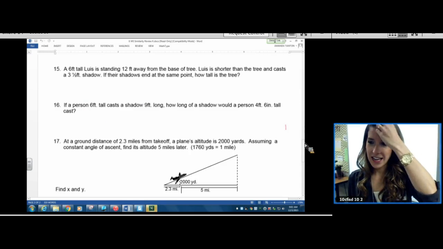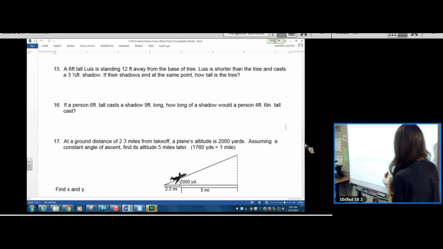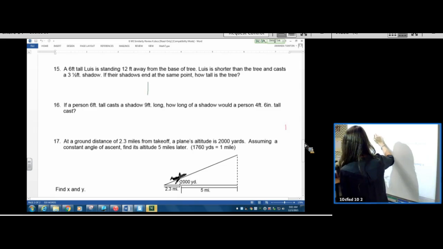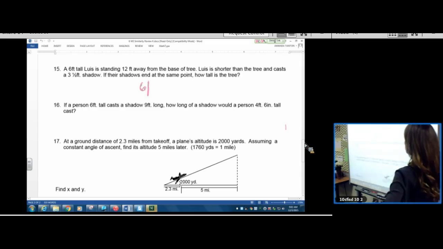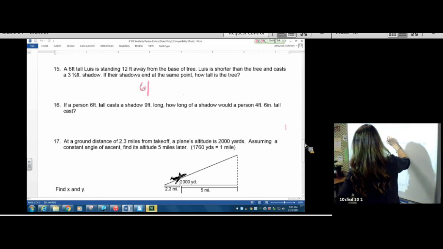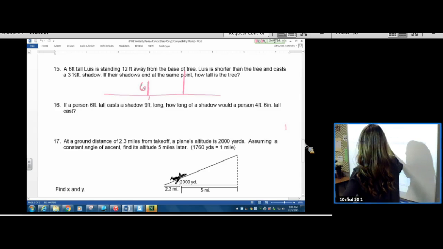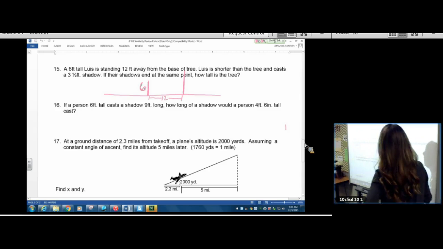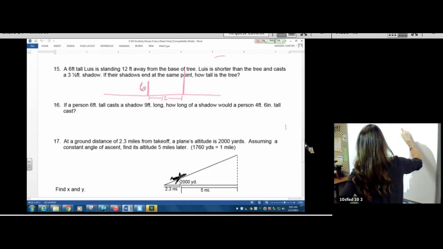Let's work number 15 because I have a sneaking suspicion that you'll see this one again. A 6-foot-tall Lewis. All right, let's draw a Lewis. 6 foot tall. Oh, I'm using the color I don't like to use anymore. Okay. 6-foot-tall Lewis is standing 12 feet away from the base of a tree. He's shorter than the tree, so I need to be careful. I need to draw a tree. It needs to be taller than Lewis. Here's my ground. He's standing 12 feet away from the tree. He casts a 3.5 foot shadow.